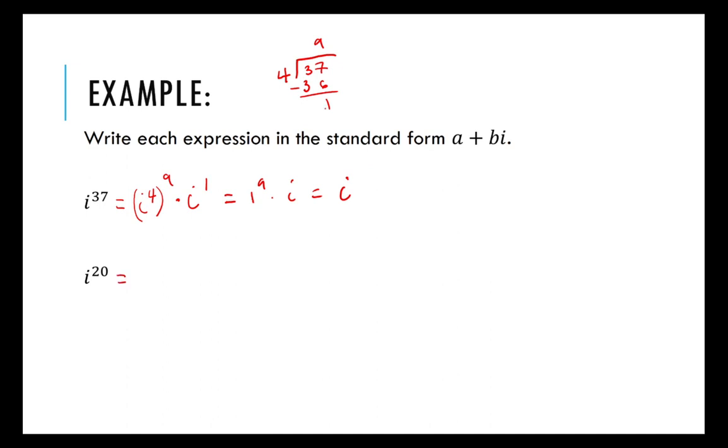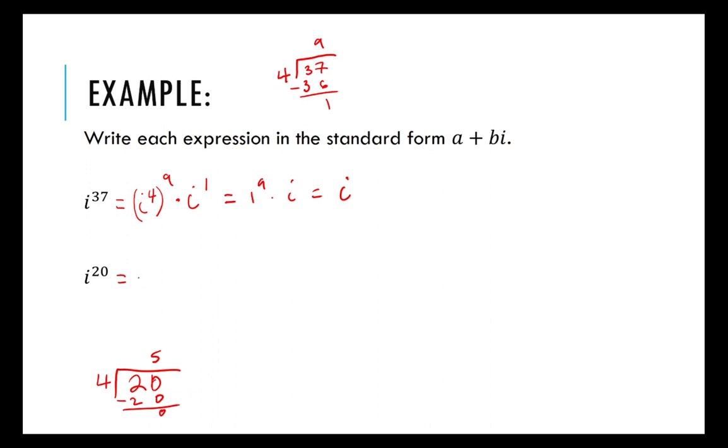Let's try it again with i to the 20th. Once again, the shortcut is really that you're just doing division and you consider the remainder. So let's say, what is 20 divided by 4? Well, 20 divided by 4 is 5. 4 times 5 is 20. Subtract, we have our 0 remainder.